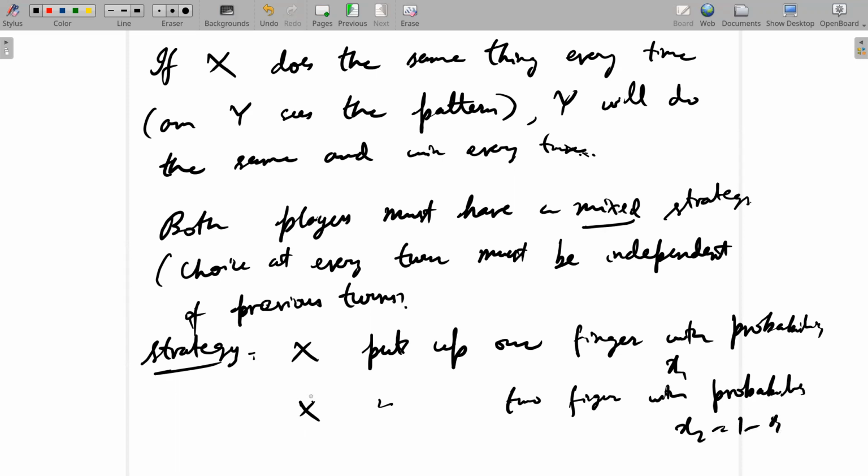And the strategy is essentially, with probability X1, I put up one finger, or with probability 1 minus X1, I will put up two fingers. And which one to choose, maybe you have a Python script or something which is seeded with these probabilities, and it is returning values 1 or 2. So whichever value is returned, you just put up that many fingers. And this will be done randomly and independently of what you have done in the past. And Y will also have a similar strategy with probabilities Y1 and Y2, which is equal to 1 minus Y1.